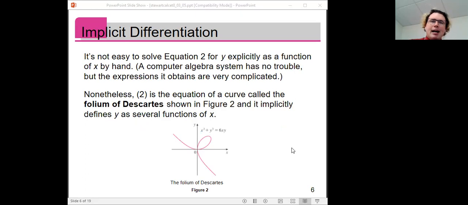So here's an example of a curve, which again is not a function. So Descartes worked on this. The equation is x cubed plus y cubed equals 6xy. By the way, this is the same Descartes who gave us the Cartesian plane to begin with.